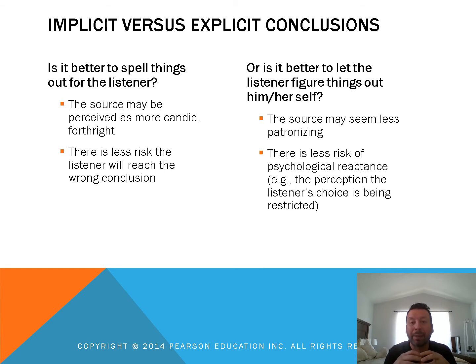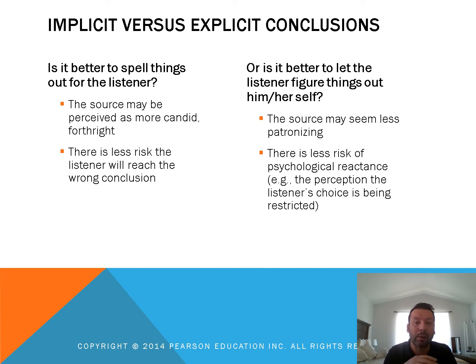So it moves on here to implicit versus explicit conclusions, right? Is it better to spell things out for the listener, or is it better to let the listener figure things out for him or herself? When you're talking about implicit, think of it as you imply something. You don't say it directly, but you imply it. Explicit, you're being very direct.